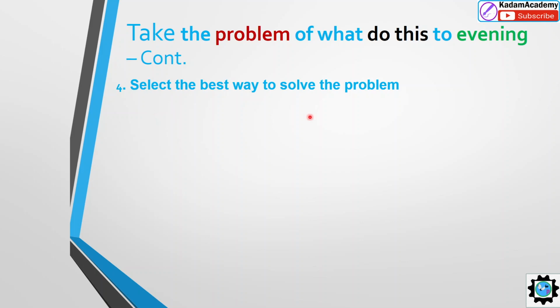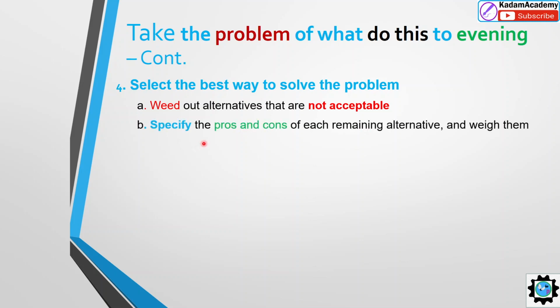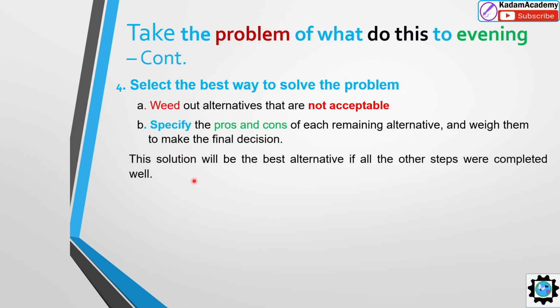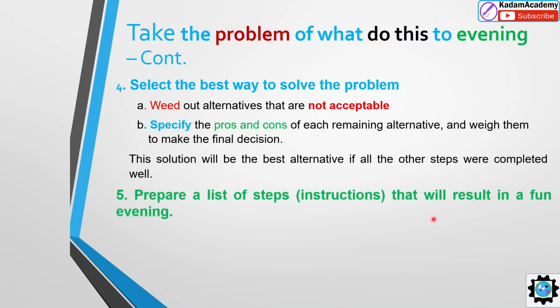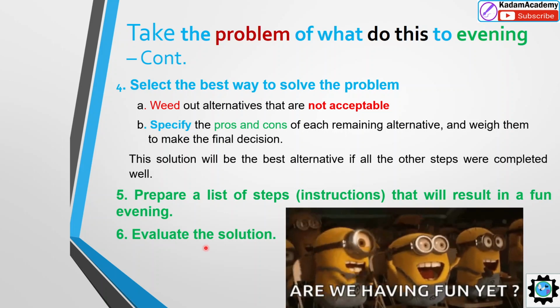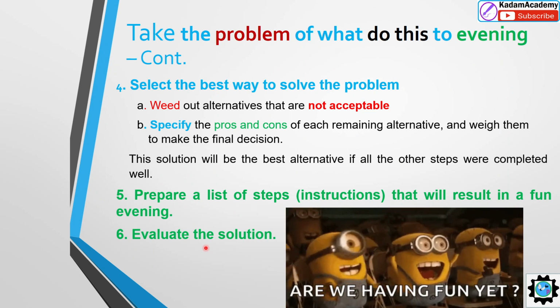Next step is to select the best way to solve the problem. Weed out the alternatives that are not acceptable. Specify the pros and cons of each remaining alternative. Then make a final decision. The solution will be the best alternative if all the other steps are completed. Well, prepare a list of step-by-step instructions that will result in a fun evening. And lastly, evaluate the solution. This is a small example to clear your idea of all the 6 steps. Friends, you are having fun with friends.